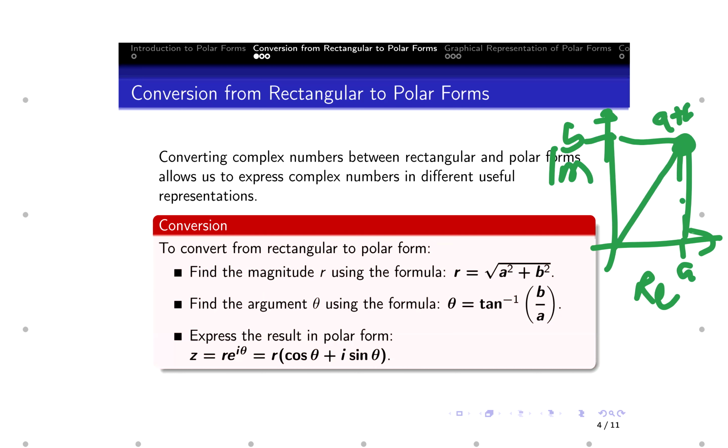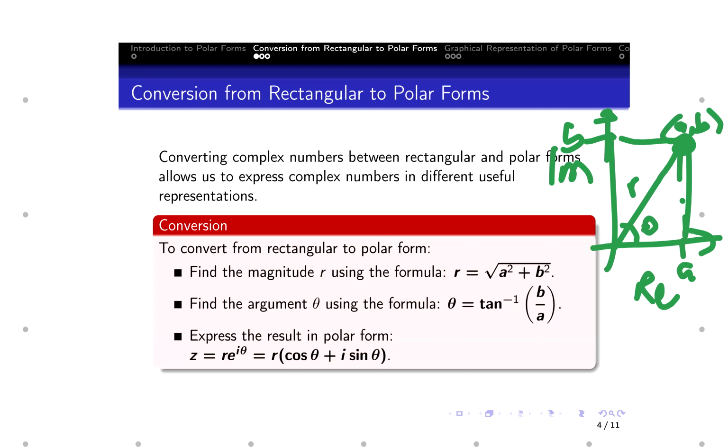Now, this is coordinate a comma b, if you are going to plot it on the real and imaginary axes. If you imagine that this line is r, that magnitude, because you've been told already that r is the magnitude. And then we have the argument, which is this angle here, theta.